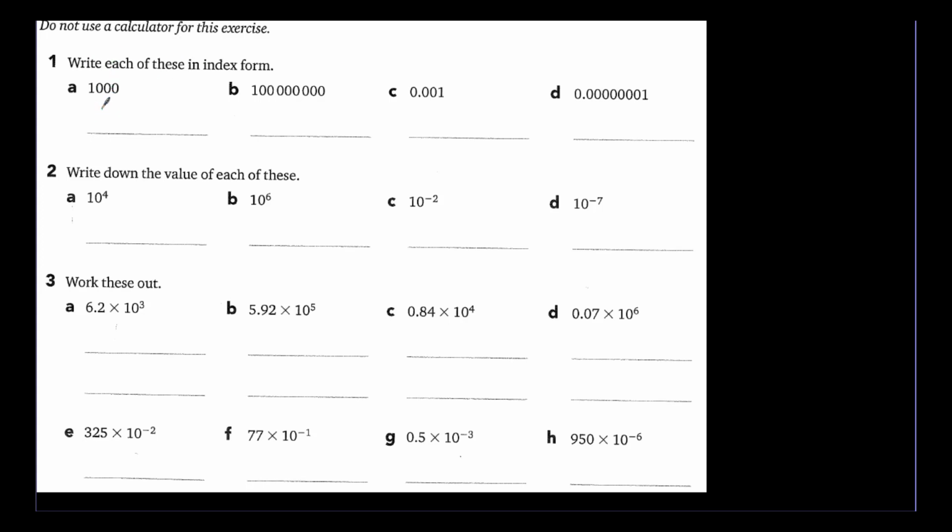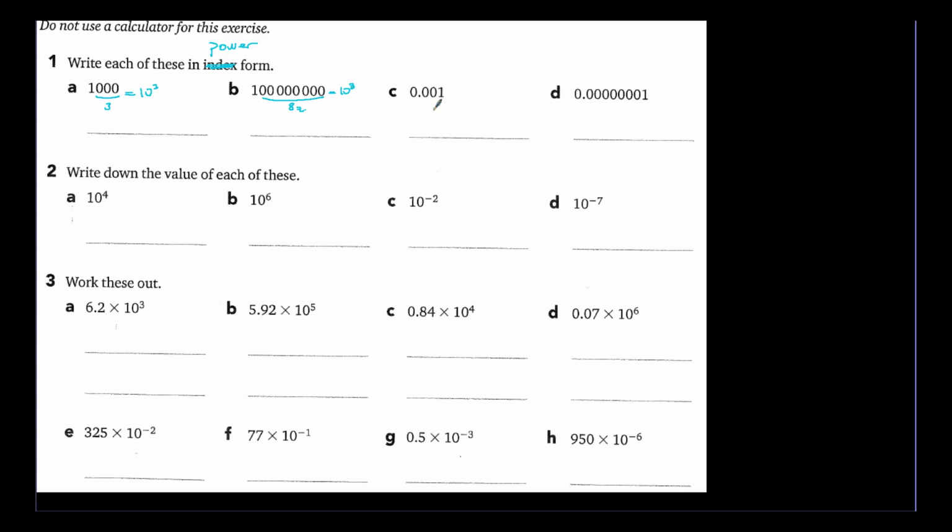First, 1A. Write each of these in index form, or I was writing in power form. So I'm going to count the number of zeros here. If it is 3, then this is going to be equal to 10 to the power of 3. And here 1, 2, 3, 4, 5, 6, 7, 8. So there are 8 zeros here. If there are 8 zeros, this is 10 to the power of 8.